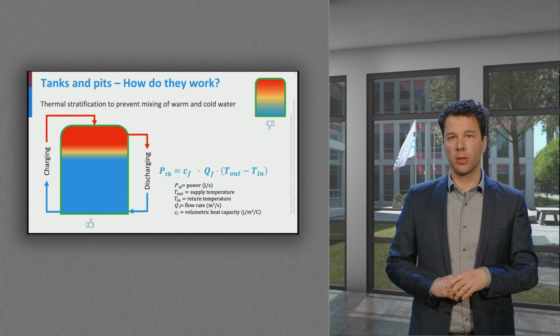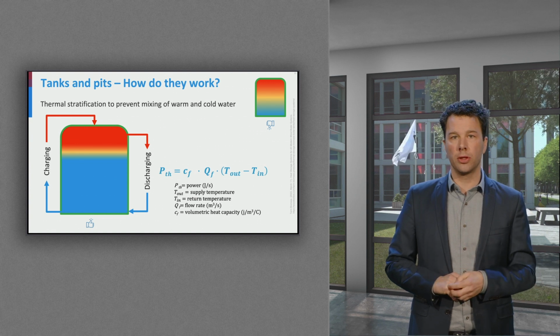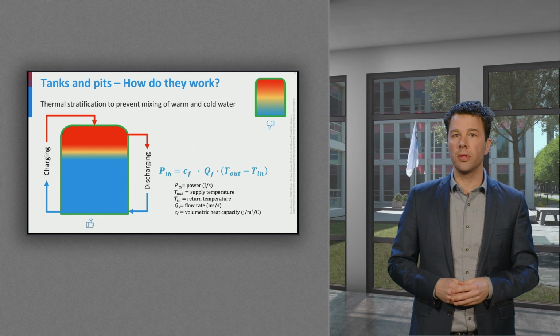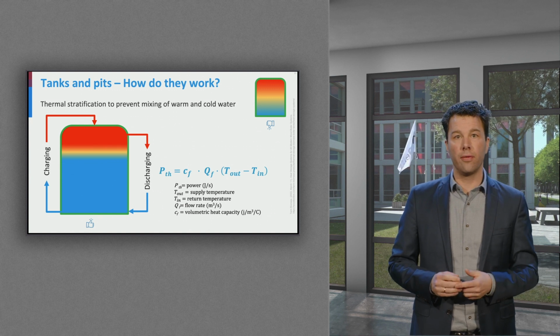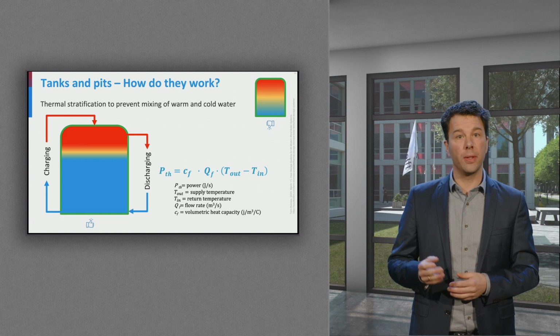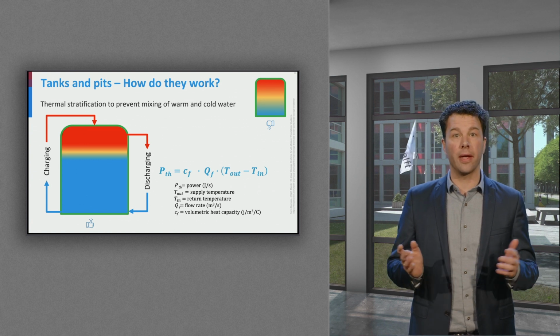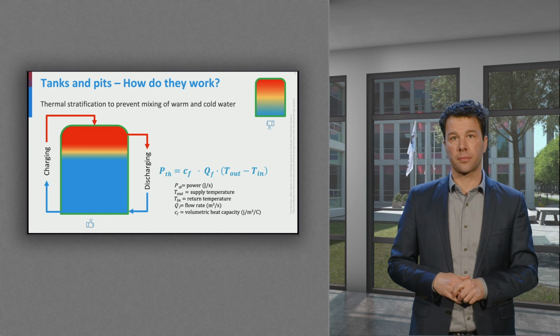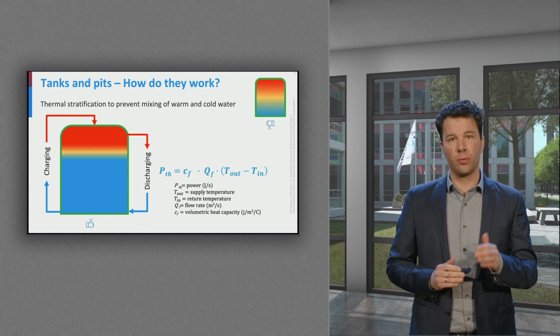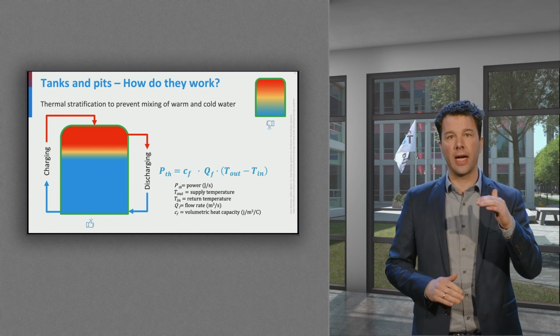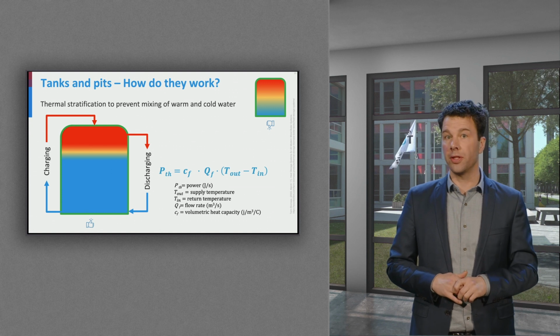This is important because, like all sensible heat storage technology, the amount of thermal power output is defined by the flow rate and the volumetric heat capacity of the storage medium, together with the temperature difference between the supply and return. Maintaining this thermal stratification is key for ensuring a high heating power availability during discharging.